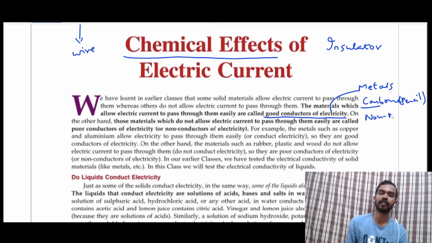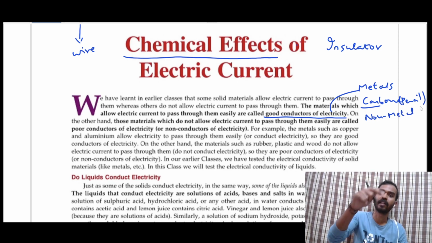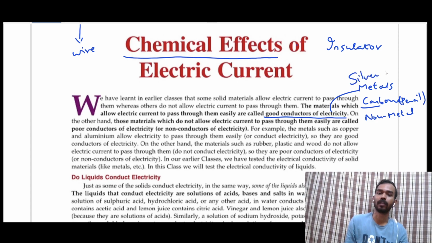So there are some exceptional cases also. Non-metals can sometimes behave as very good conductors. Among metals, silver is a good conductor, copper too, so on. We make wires out of copper for electricity transmission. Some are poor conductors. They will not allow current to pass through, like, as I told you, rubber, plastic, wood.